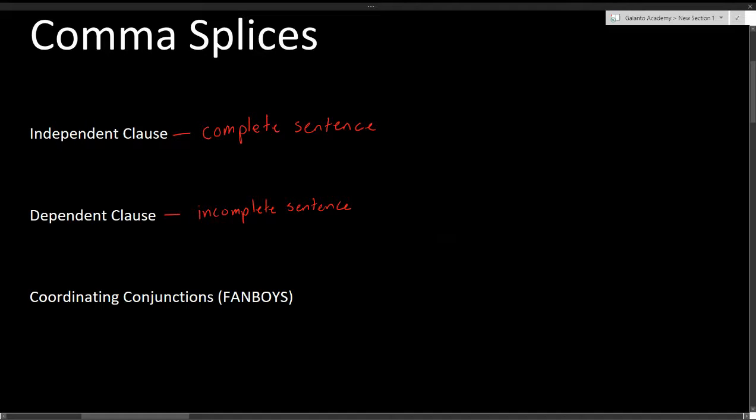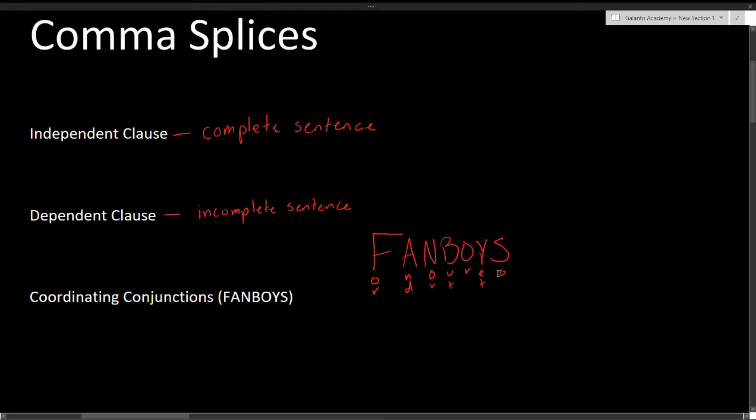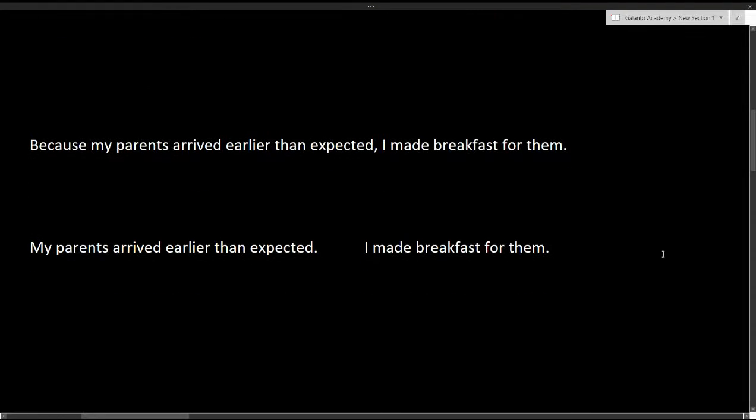Then we have our fanboys, which I'm going to bring out here. So you've probably heard of our fanboys, which are called coordinating conjunctions. And these are made up of for, and, nor, but, or, yet, and so. These help us connect independent and dependent clauses, and we're going to learn when to do so with or without a comma. So let's practice identifying independent and dependent clauses.